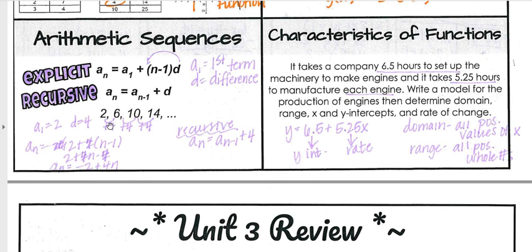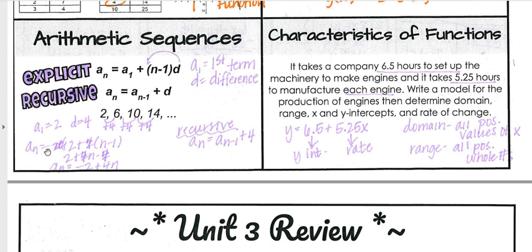My recursive rule is a sub n equals a sub n minus 1, or the previous term, plus the common difference. So here, if I wanted to write my explicit formula, for my common difference, we take the second term and subtract the first term. So 6 minus 2 gives me 4, 10 minus 6 gives me 4, 14 minus 10 gives me 4. You're adding 4 every time. That's my common difference. My first term is 2. So those are the two pieces that I need.